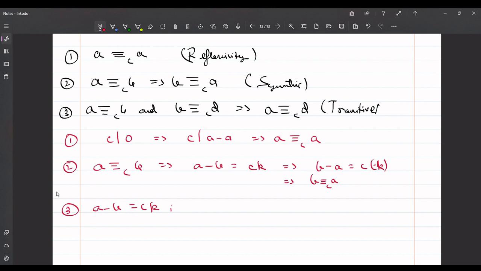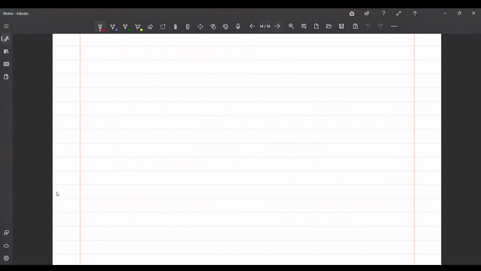B is congruent to D modulo C means B minus D is another multiple of C. We add these two. So we get A minus D is equal to C times K plus K dash. K and K dash both are integers, so K plus K dash is also an integer. So from here we get A is congruent to D modulo C. Clear? Got it? The next set of properties, which are also very important and very applicable as well.